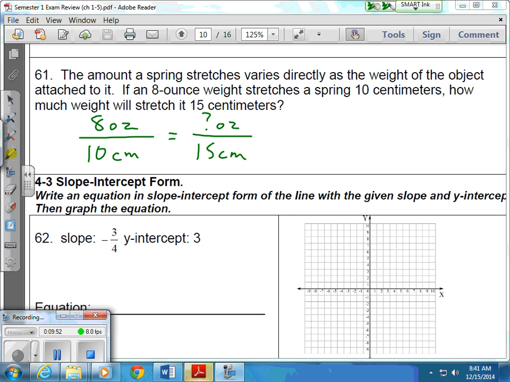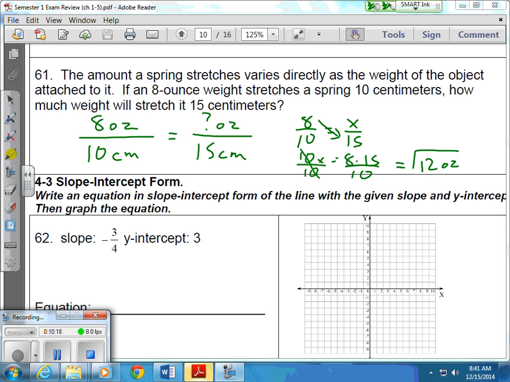So you set up the proportion, 8 ounces to 10, how many to 15? Cross multiply again. 8 times 15 is equal to 10x, then divide by 10. So x would be 8 times 15 over 10, which is 12. So you need 12 ounces if you want to stretch it to 15 centimeters.